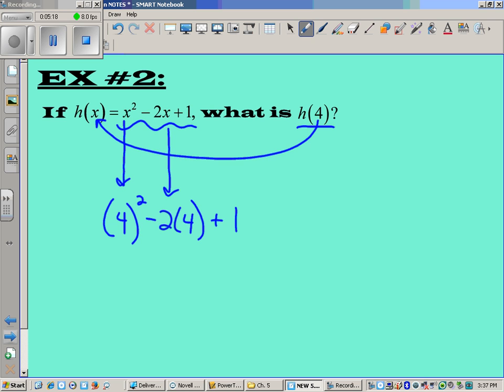Like this. So h of 4 means plug in a 4. Now I'm just going to use my order of operations. Please excuse my dear Aunt Sally. And I'm going to do exponents first. So I have my 4 squared, which is 16. I have my negative 2 times 4, which is negative 8, and the plus 1 in the back. What is 16 minus 8? That's 8. What's 8 plus 1 more? 9. And so h of 4 is 9.